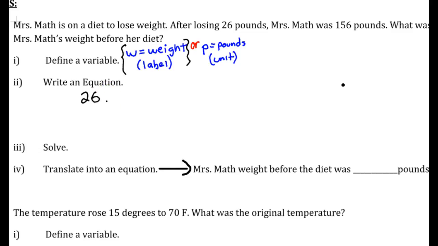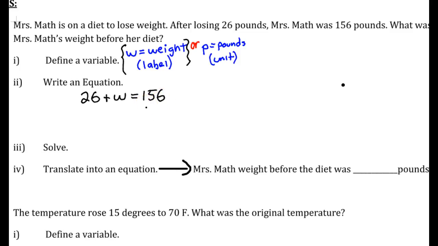And let's evaluate this. So 26 pounds plus weight before her diet equals 156 pounds. Do you guys agree with that? Well, does it make sense? Don't just look at it and say, well, all the numbers that are up here are in here, therefore it should be correct. Does it make sense? This is the weight before the diet, right? So the weight before the diet plus 26 pounds will equal 156. Is that what this problem is saying?